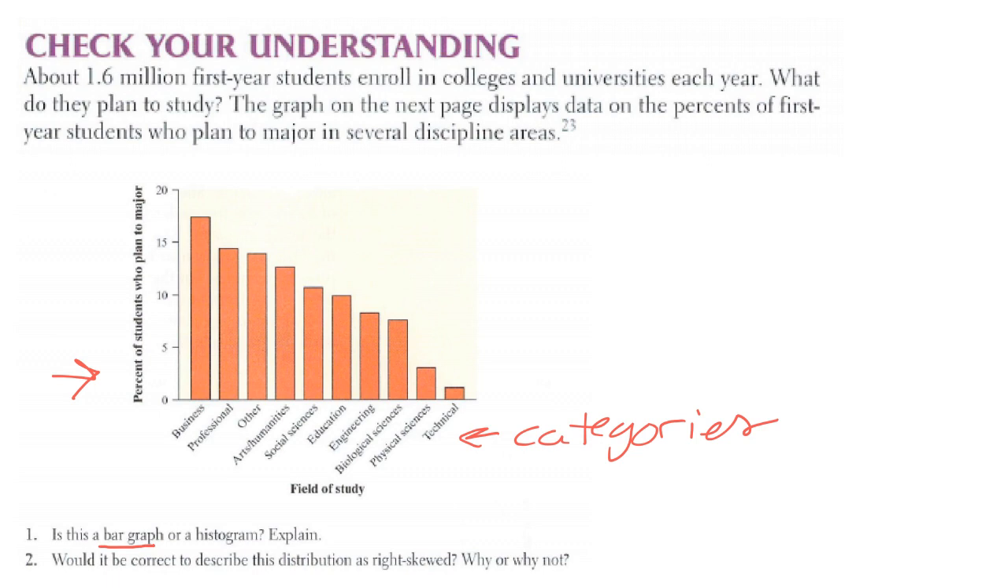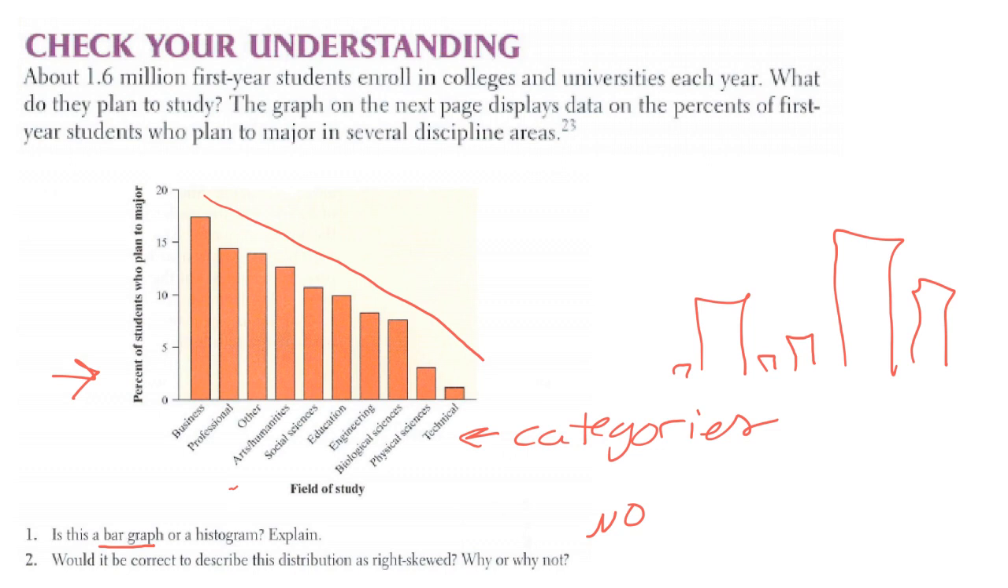The second question here: would it be correct to describe this distribution as right skewed? Why or why not? So no, we would not describe this as right skewed because categories can be listed in any order. They just happen to look like they're sloping down here, but categories don't have to be in numerical order because they weren't measured. They're not quantitative. So we could rearrange these categories into whatever order we want, and it could end up looking like this. So no, we would not describe this as right skewed.